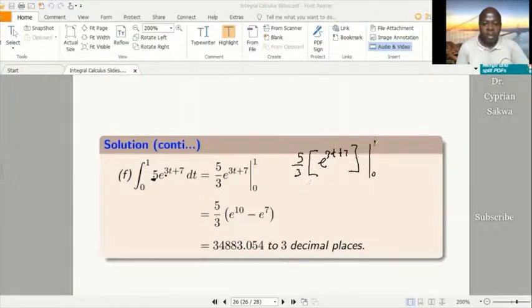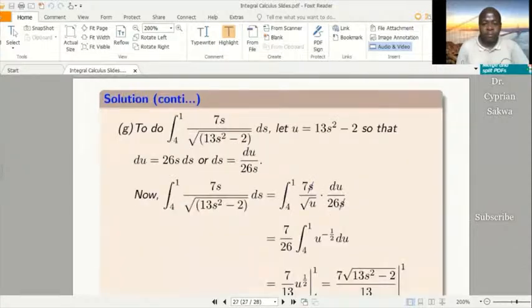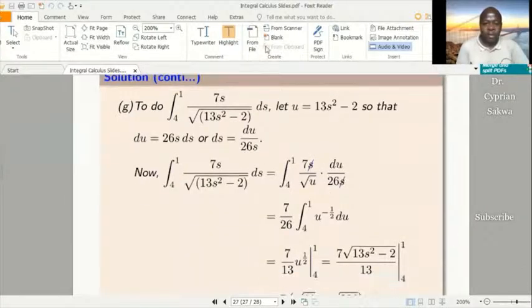When I put the upper limit, this would be 3 times 1, which is 3, plus 7, that is 10. And when I put the lower limit, this would be 0 plus 7, which is 7. And so this you can do on your calculator to get this. I've given the answer to 3 decimal places. And the other good questions here, so let's look at these questions.